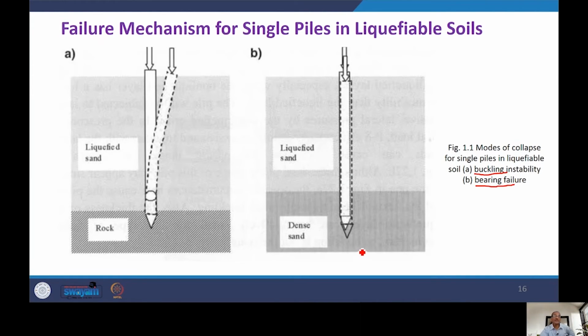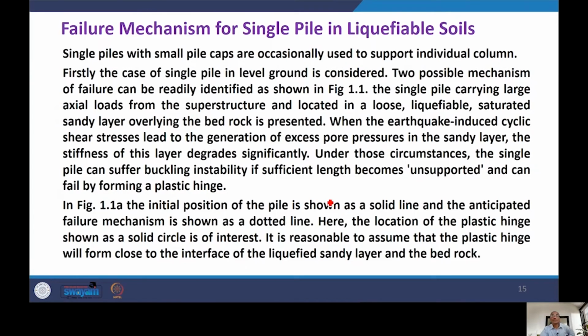These things have been discussed in the last slide, and let me explain it further. A single pile carrying a large axial load from the superstructure is located in a loose, liquefiable, saturated sandy layer overlying the bedrock. That means you have a soil layer which is loose, liquefiable and saturated sandy, on the top of a bedrock. When earthquake-induced cyclic shear stresses lead to the generation of excess pore pressure in the sandy layer, the stiffness of this layer degrades significantly. And under these circumstances, the single pile can suffer buckling instability if sufficient length becomes unsupported, and can fail by forming a plastic hinge. So this is unsupported.